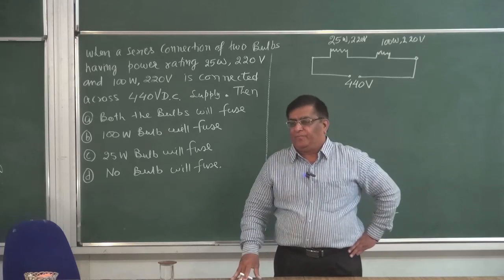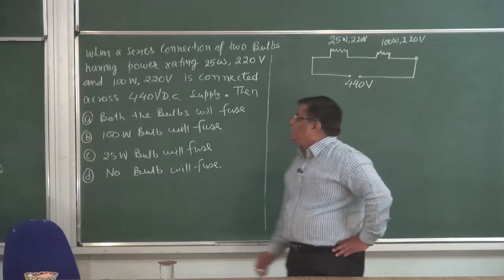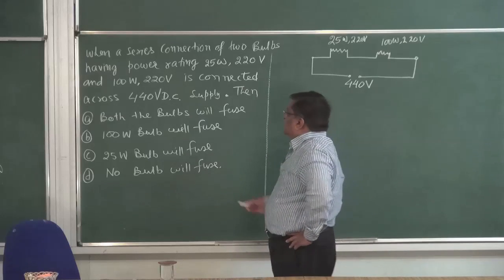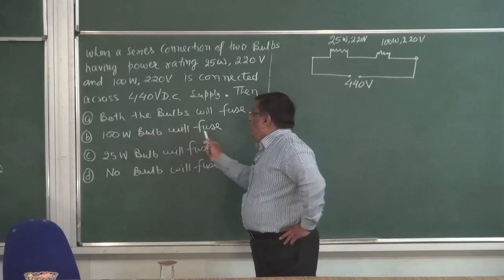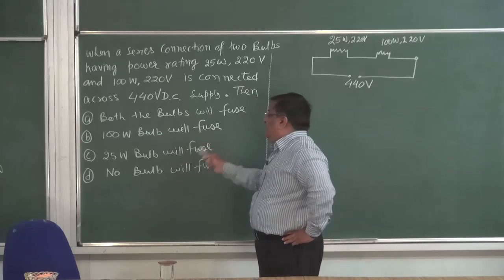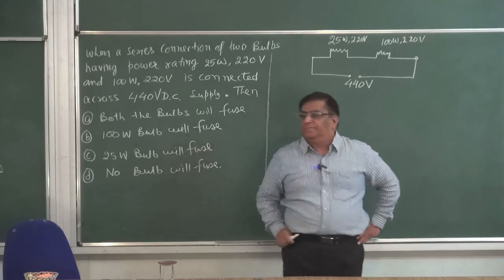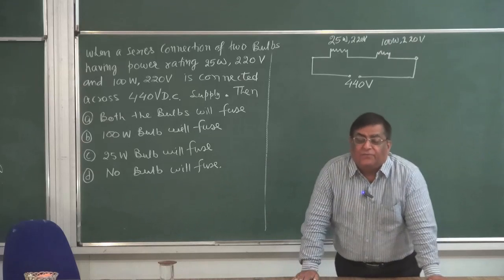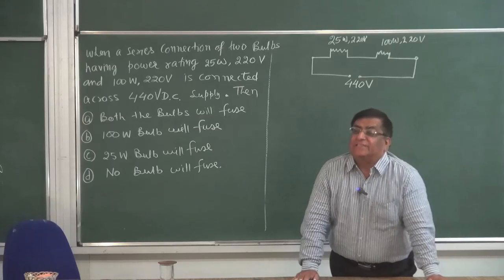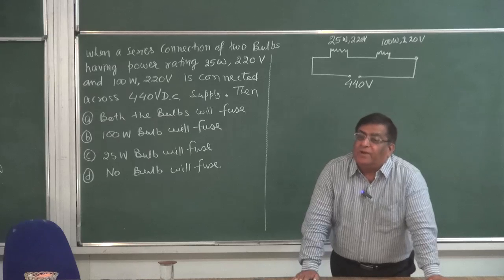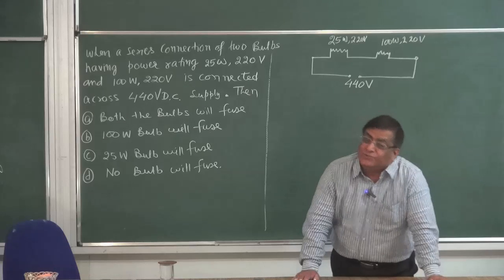नहीं होगा. ओके, नाउ व्हाट इज अवर क्वेश्चन? अवर क्वेश्चन इज बोथ द बल्ब्स विल फ्यूज, वन बल्ब विल फ्यूज, सेकेंड बल्ब विल फ्यूज, नो बल्ब विल फ्यूज. तो मैंने अभी आपको क्या बताया कि फ्यूज क्यों होगा? अगर वोल्टेज ज्यादा मिलेगी. किससे ज्यादा? जितने उसके ऊपर रेटिंग लिखी हुई है उससे ज्यादा.